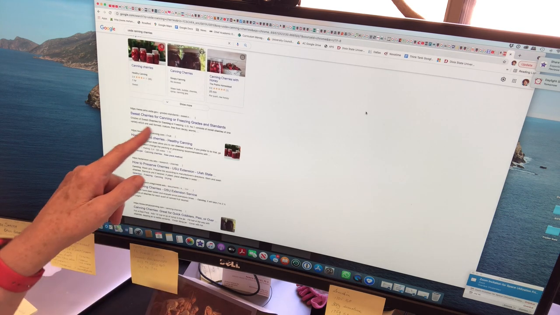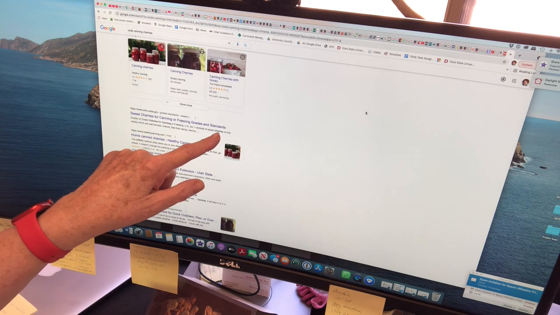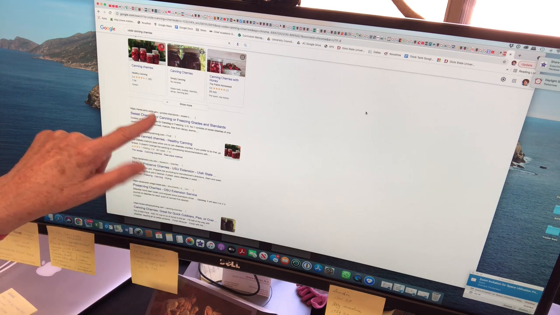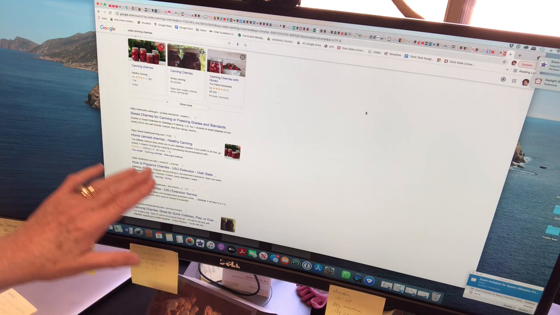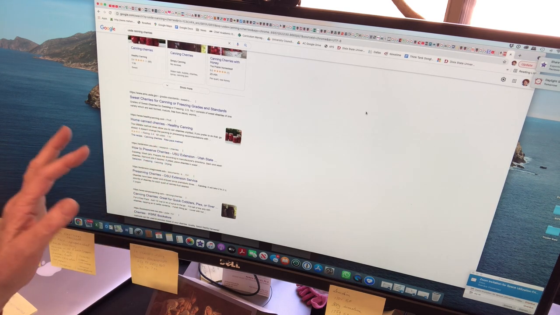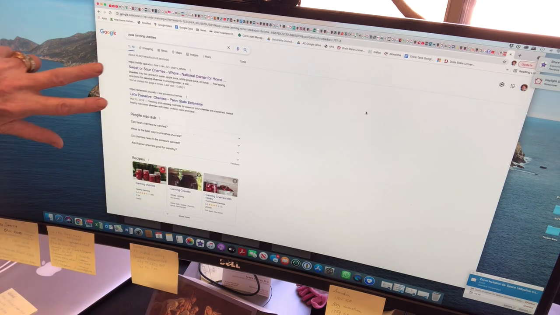So here is sweet cherries for canning or freezing, grades and standards. That's a little too technical. It is the USDA.gov. We don't want .gov. And so here's home canned cherries, healthy canning. That's a website. We don't want that. So we're going to go back to the top, and these are our first two choices right here. So let's go to the National Center.